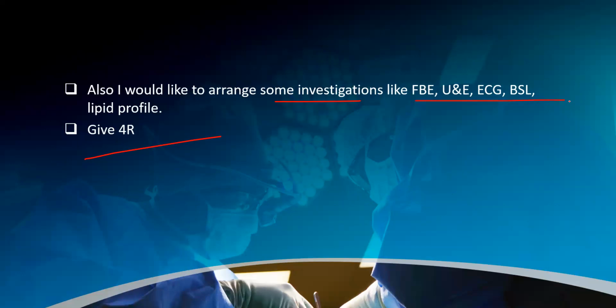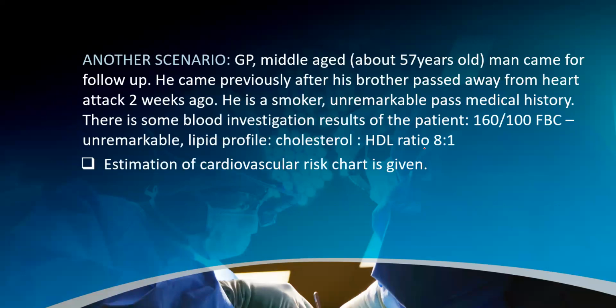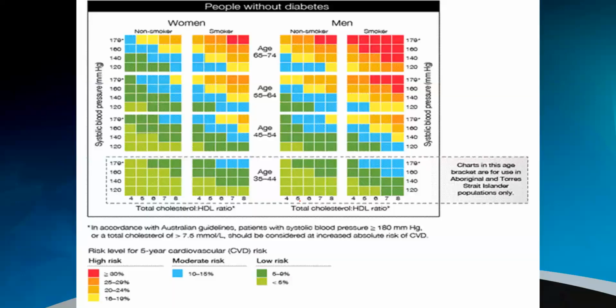Okay, so these investigations are a part of your CVS risk assessment chart, right? Remember in MCQ, when you need to put the information on the risk assessment chart, you need the lipid profile. That means your cholesterol HDL ratio. So it's very important that you need to do this blood test. And this is the risk assessment chart, as you can see.